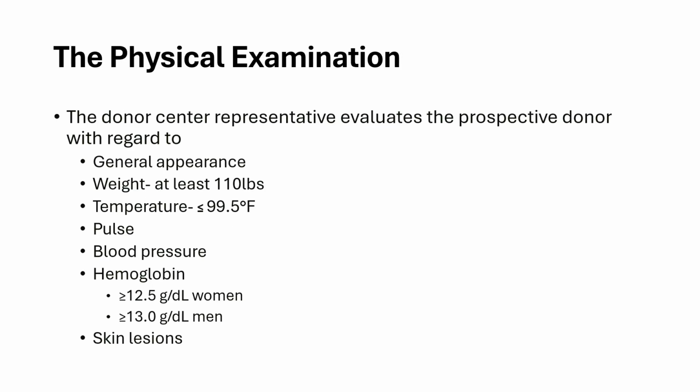For the physical examination, the donor center representative will evaluate the donor. They'll look at their general appearance, make sure they look healthy enough. As far as weight goes, they need to be at least 110 pounds. Temperature needs to be less than 99.5 degrees Fahrenheit. They'll check their pulse, their blood pressure, any skin lesions, and their hemoglobin level. For women, hemoglobin has to be 12.5 or greater, and for men, 13 or greater, greater than or equal to for both values.